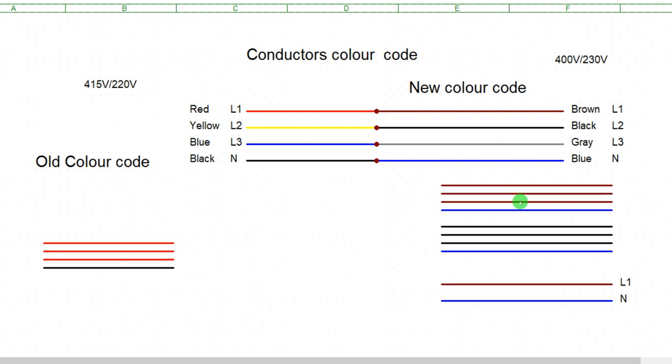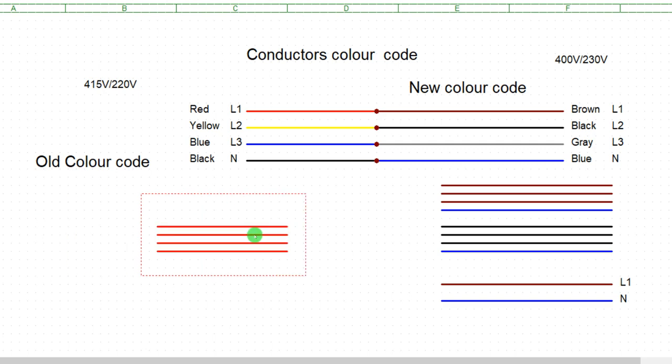Line 1, line 2, line 3, neutral. Then for single phase, brown and blue. Okay. All right. Now, we have a lot of changes made since 2008, like I told you.